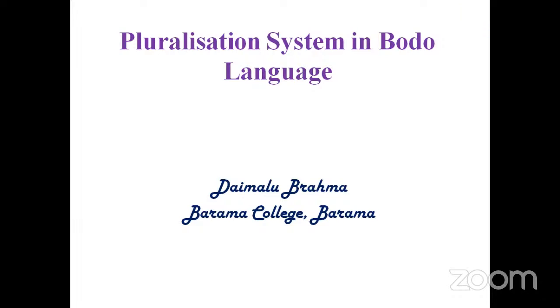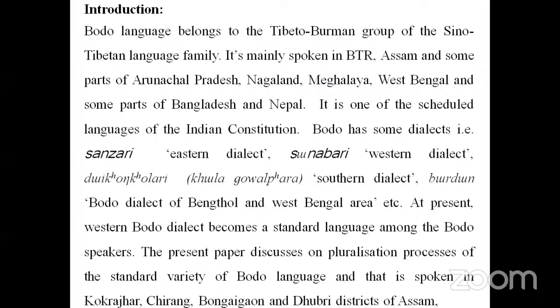Okay. My topic is the pluralization system in the Bodo language. Firstly, I give some introduction. Bodo belongs to the Tibeto-Burman group of the Sino-Tibetan language family. It is mainly spoken in BTR Assam and some parts of Arunachal Pradesh, Nagaland, Meghalaya, West Bengal, Bangladesh and Nepal. It is one of the scheduled languages of the Indian Constitution, and Bodo has some dialects: Eastern, Western, Southern, and the dialect of the Bengal and West Bengal area. The present paper focuses on the standard variety of the language.